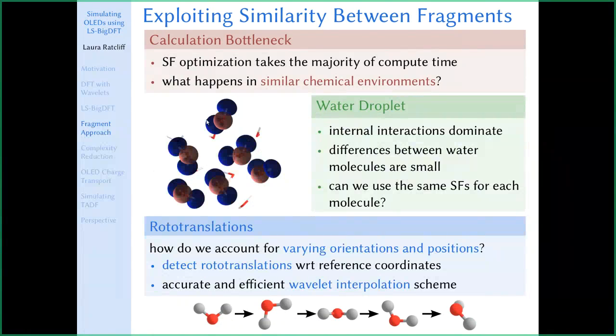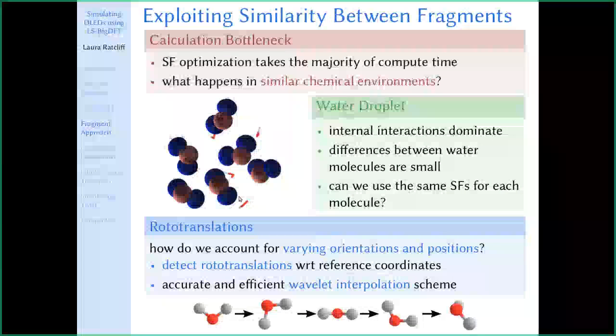So if you would visualize the support functions for a water droplet, for example, you can see, at least just at looking at them, they look pretty similar between water molecules. So then the question is, can we somehow take advantage of this similarity between chemical environments? So the answer is yes.